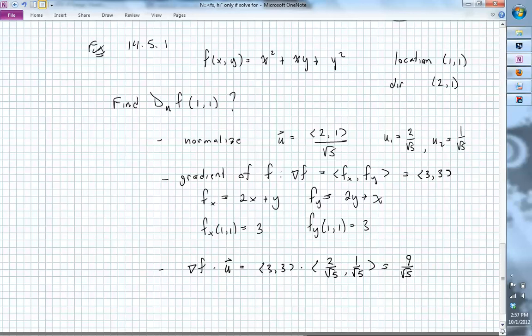It becomes negative, which is exactly what you would hope, right? So I'm standing here, I'm looking in the direction, I know it's going uphill. I turn around 180 degrees, I know it's going downhill, so I expect the derivative to be negative. And that's exactly what I get.